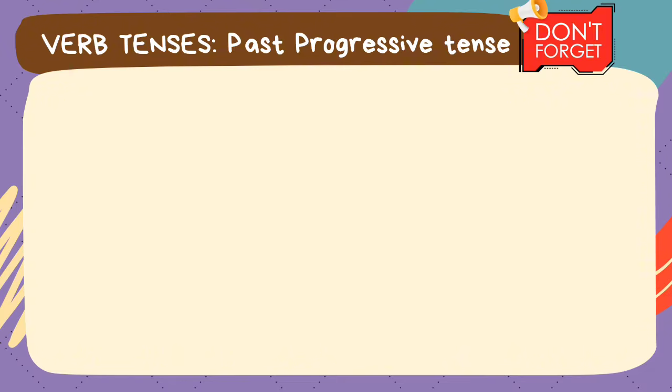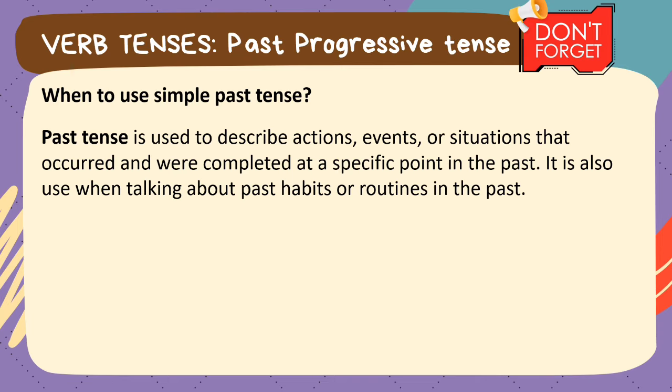Let's begin with the simple past tense. When to use simple past tense? Past tense is used to describe actions, events, or situations that occurred and were completed at a specific point in the past. It is also used when talking about past habits or routines.